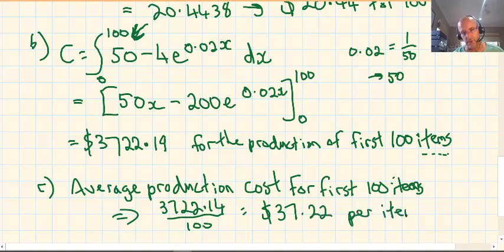It's only an average. Remember, if you want an actual amount for a particular number of items, you need to do the instantaneous rate of change as we did in part A. But if you just want an idea and the average is suitable, you can do part C there.